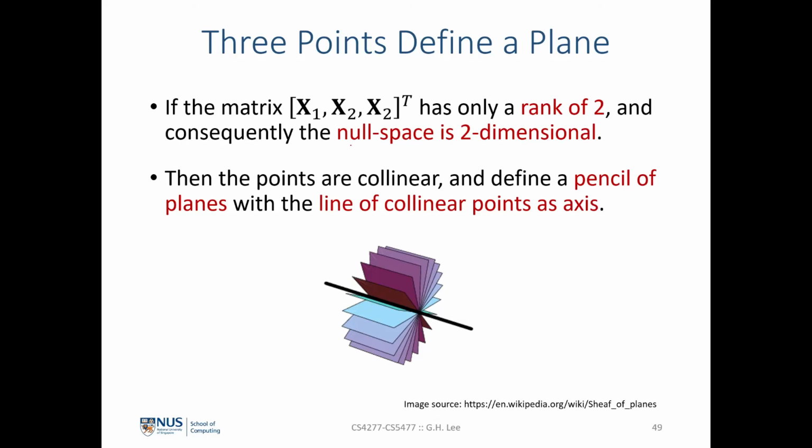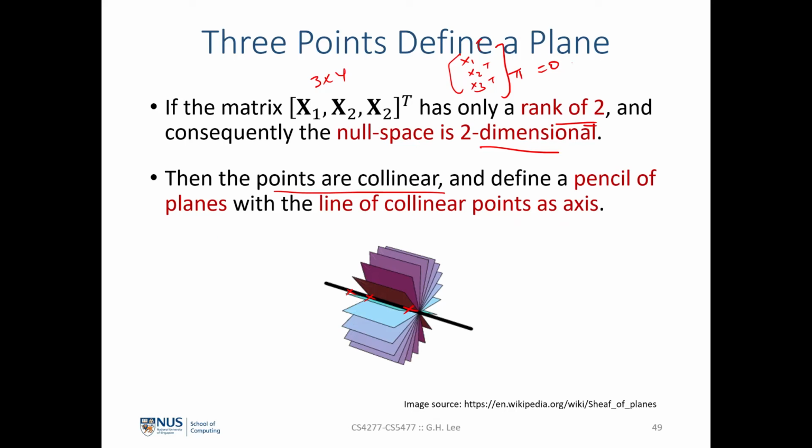And in the case where this 3 by 4 matrix has a rank of only 2, this means that the points are linearly dependent on each other. Then the null space would be two-dimensional. The null space of x1, x2, and x3 multiplied by pi equals 0 would have 2 dimensions. Then this means that the points are collinear. All these 3 points form a single line, and hence they are dependent on each other. And this defines a pencil of planes with the line of collinear points as an axis.